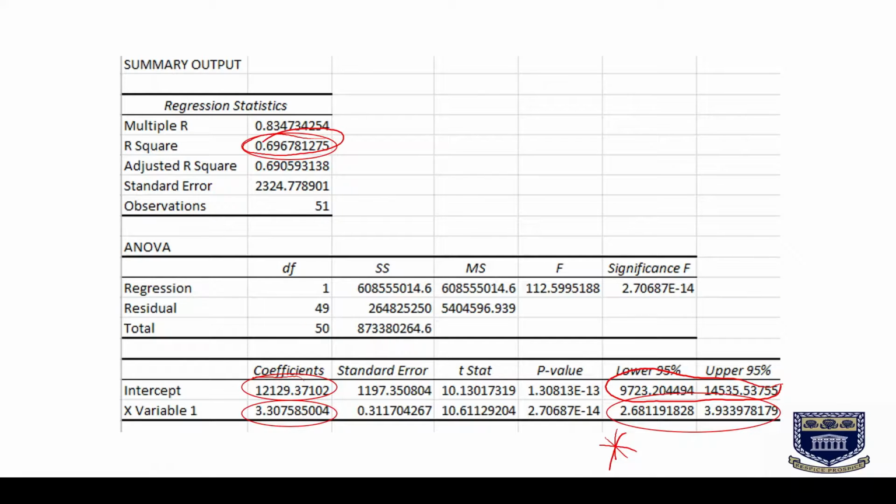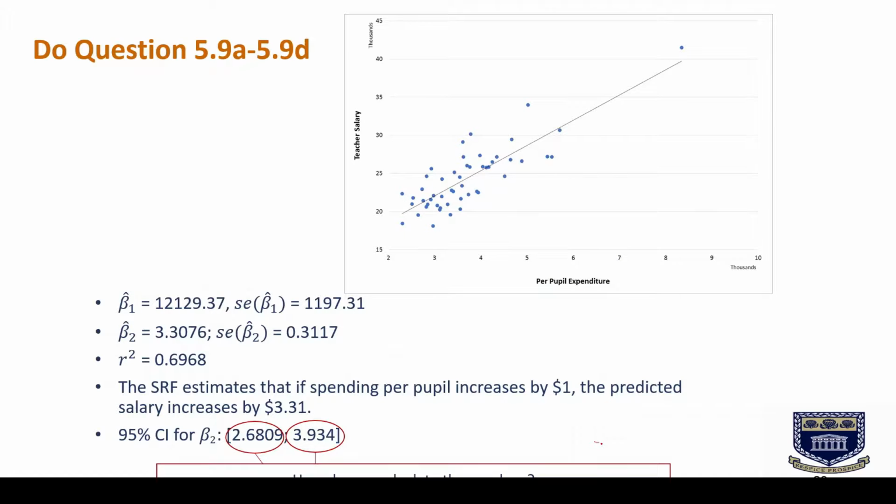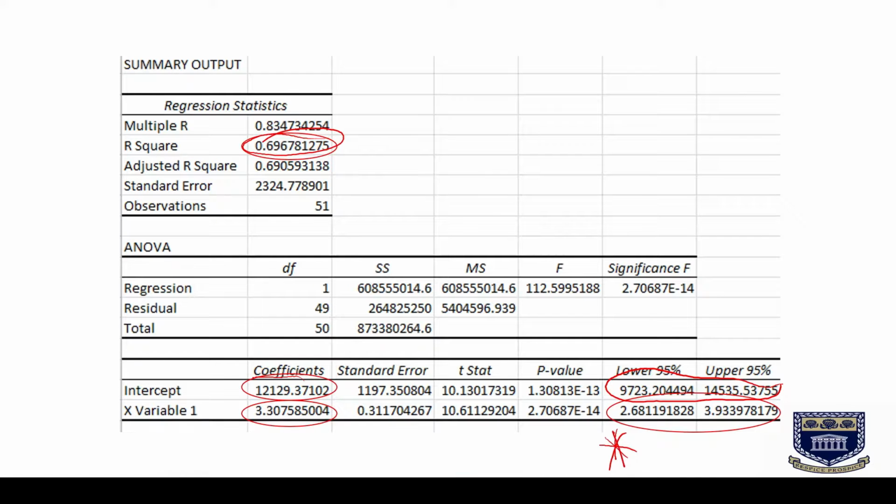Question D asks us to establish a 95% confidence interval for beta 2, which is what is shown at the bottom here. So the 95% confidence interval tells us that the confidence limits are given by 2.68 and 3.9 at the upper bound. The question also asks us, would you reject the hypothesis that the true slope coefficient is 3? And of course, given those confidence limits, you would not reject it, right? Because 3 lies between 2.68 and 3.9.